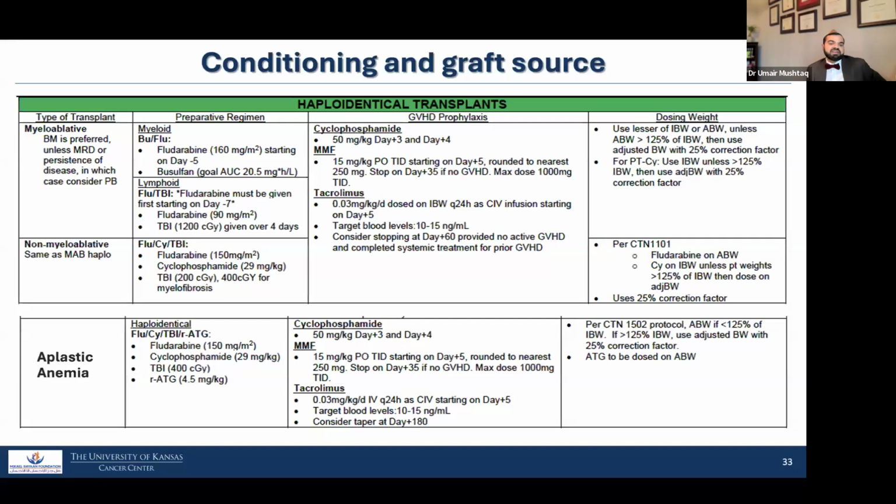The aplastic anemia regimen is slightly different. It uses that same flu-cy, and the TBI dose is 4 grays or 2 fractions. And ATG is used at 4.5 milligram per kilo rather than 9. That's the full dose ATG. It's like half dose. This is because with the lower dose regimen, they saw more graft failure, especially in untreated patients. So for untreated aplastic anemia, you need to give more immune suppression, and that's why this regimen was formulated with that experience. The GVHD prophylaxis is the same: cyclophosphamide, Celcept, and tacrolimus.